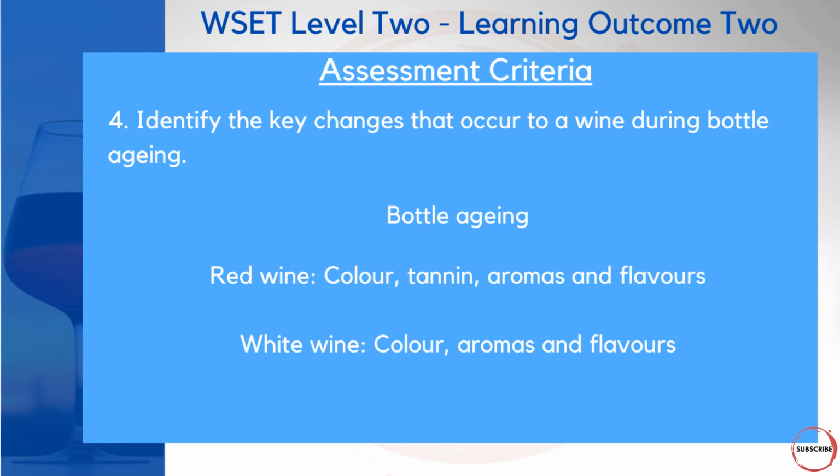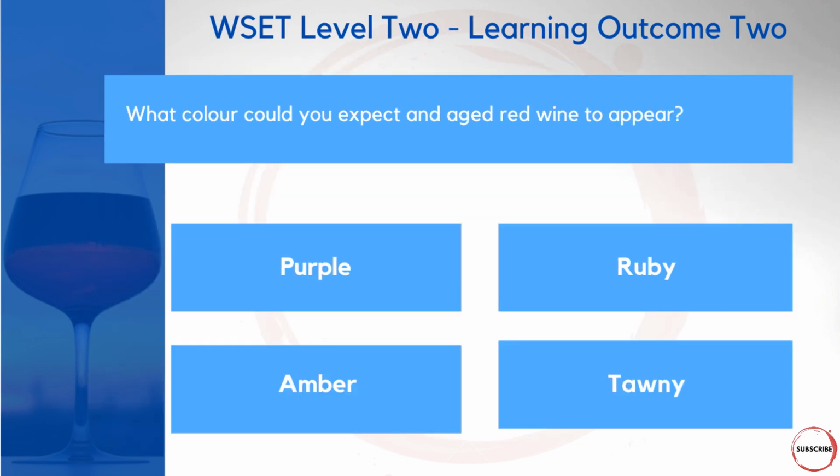So in this assessment criteria, for red wines, you're looking at the colour, tannin, aroma and flavour changes. And then for white wines, the colour, aroma and flavour changes. And so let's start off with a question about red wine. What colour could you expect an aged red wine to appear? Would it be purple, ruby, amber or tawny?